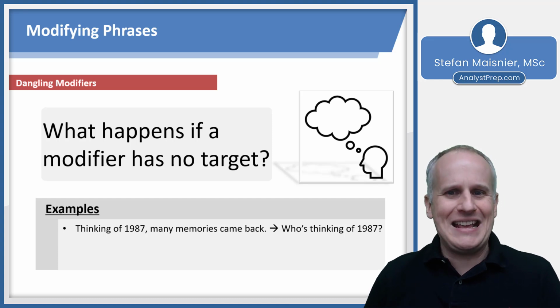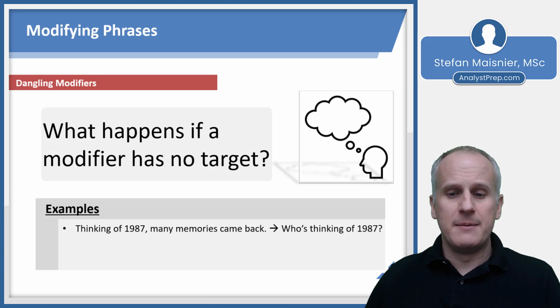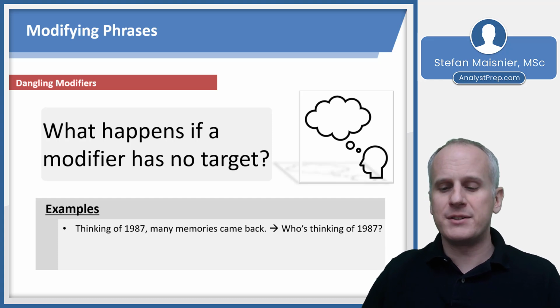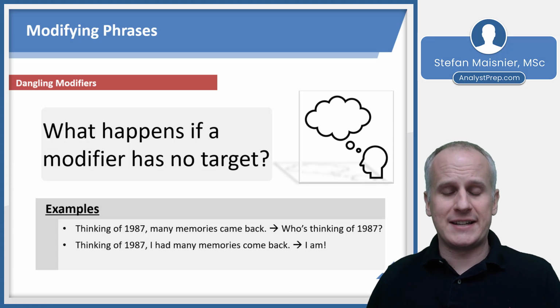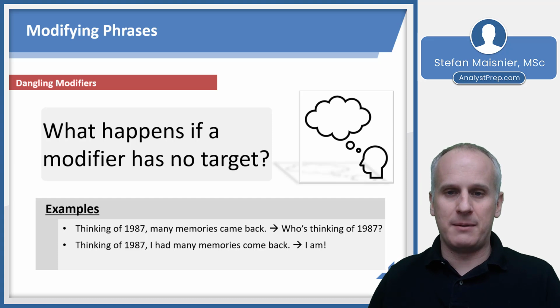We don't have anybody who could possibly be thinking of 1987, and that makes this an incomplete sentence, because no one in this sentence is clearly thinking of 1987. Many memories cannot be thinking of anything. Many memories are the thoughts themselves. So we could instead have a sentence that went, "Thinking of 1987, I had many memories come back," and that clarifies who's thinking of 1987.